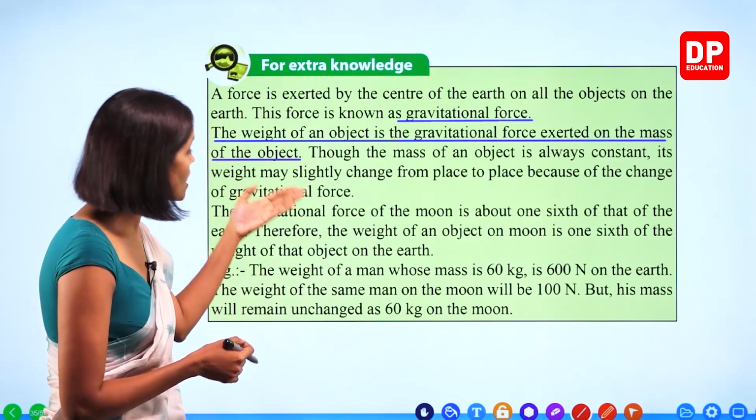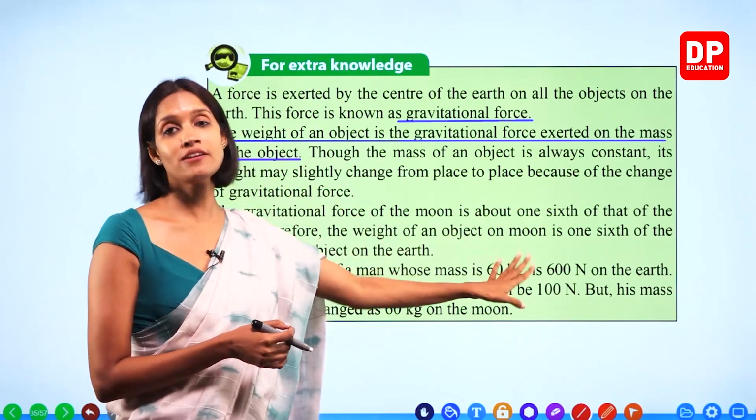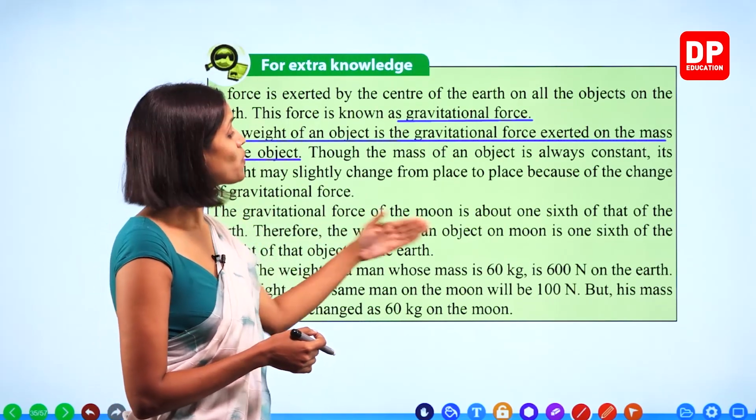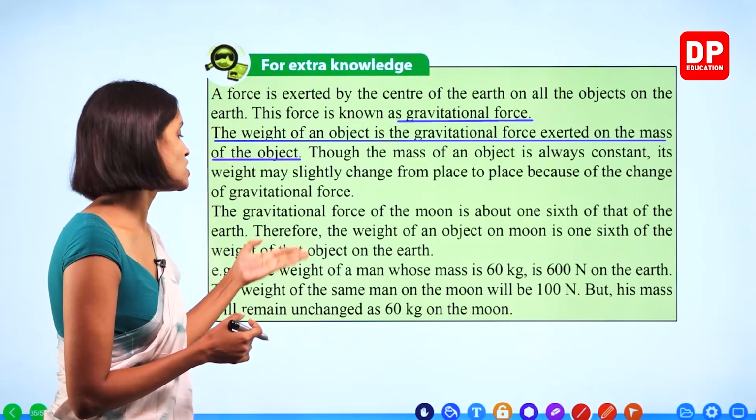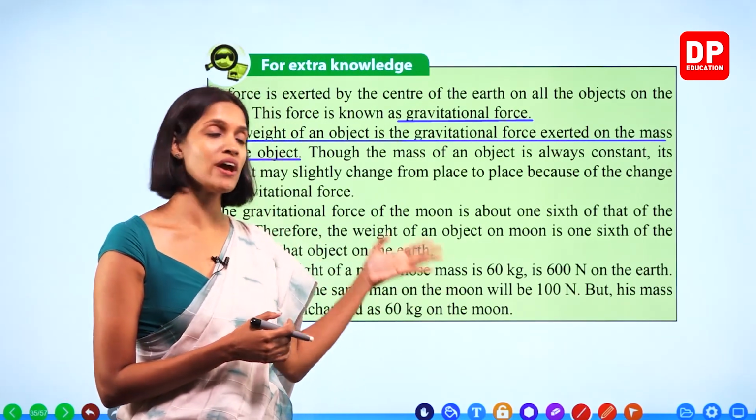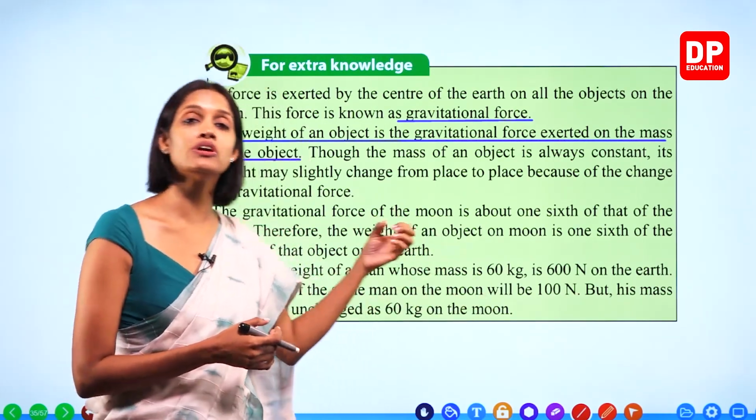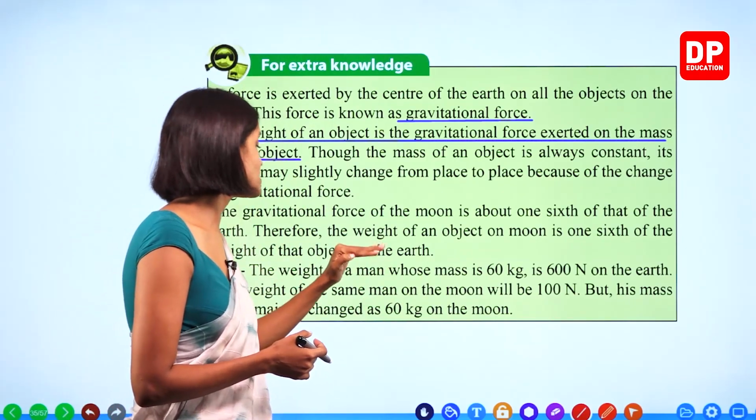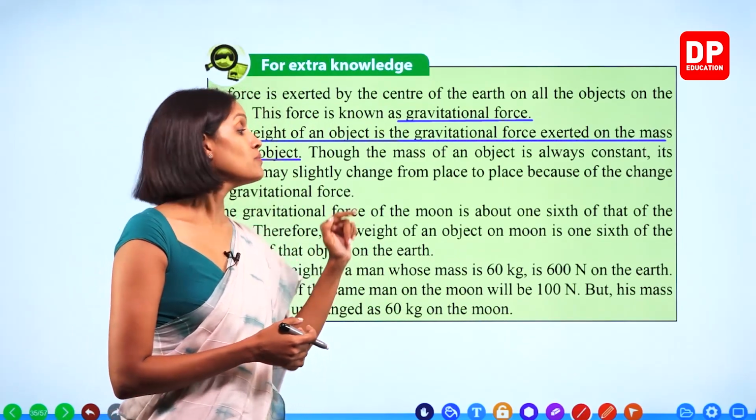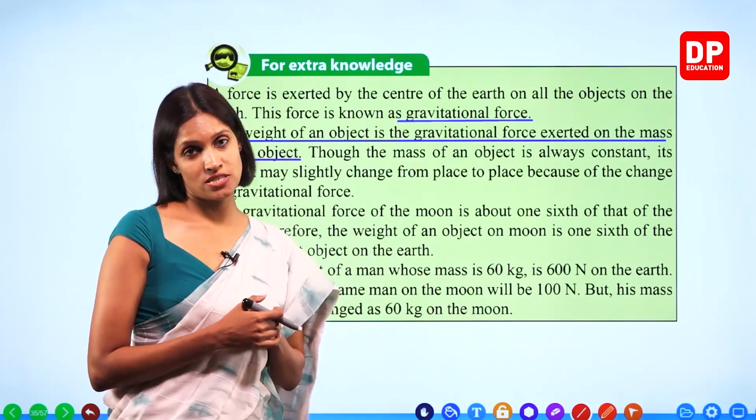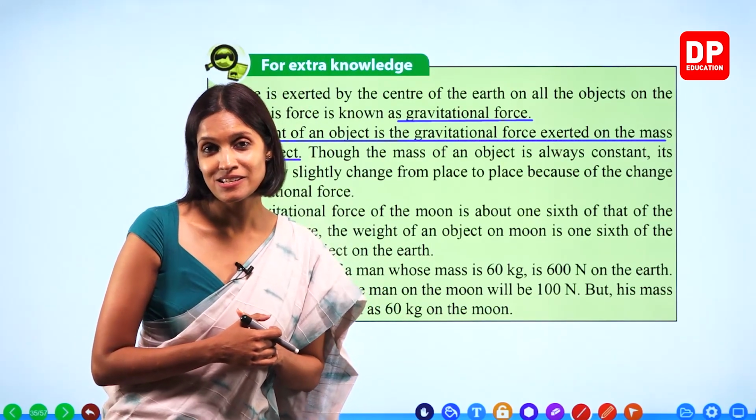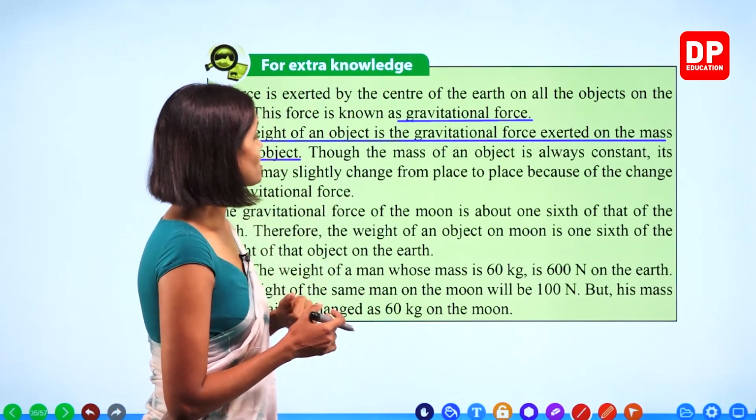And the weight of the same man on the moon will be only 100 newtons. Right? 1/6. But his mass will remain unchanged at 60 kilograms on the moon. Wherever he is, even on the moon or even on the earth, his mass will still be 60 kilograms. But because of the change of gravitational force, the weight changes. Right, children? Okay, we will move on to the next.